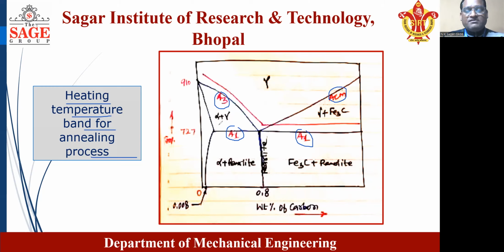So this diagram is important. These curves are very important. These all are the critical temperatures. A3 is the upper critical temperature for hypoeutectoid steel. ACM is the upper critical temperature for hypereutectoid steel, and A1 is the lower critical temperature for both.